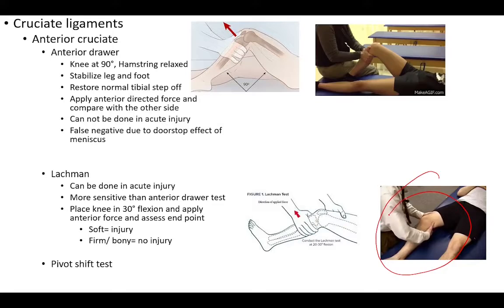If the end point is soft, then there is an injury. This can be done in an acute injury, and it is more sensitive as compared to the anterior draw test. A pivot shift test can also be done to assess for cruciate ligaments.